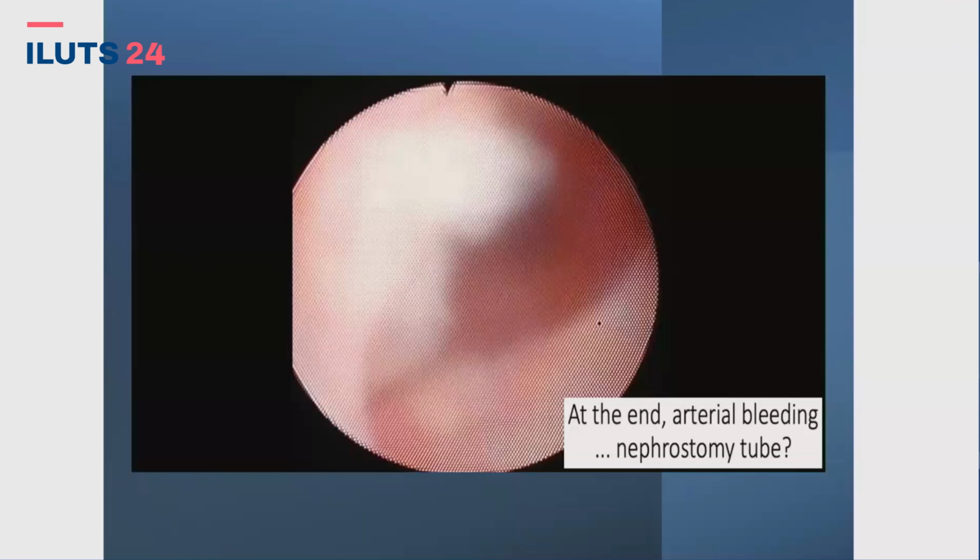Yeah, again. I also agree that sometimes it can be difficult to coagulate with laser. So sometimes I just leave the Amplatz sheet, or you can place a Malecot catheter just to tamponade the bleeding.